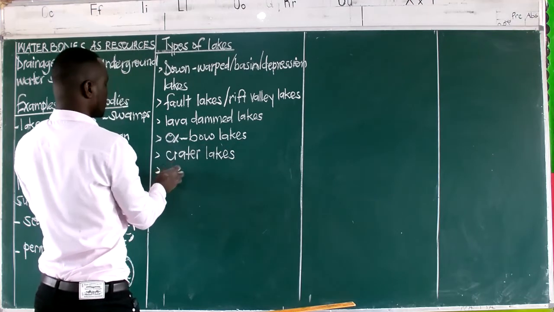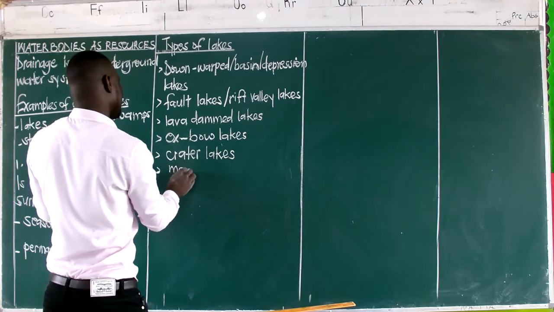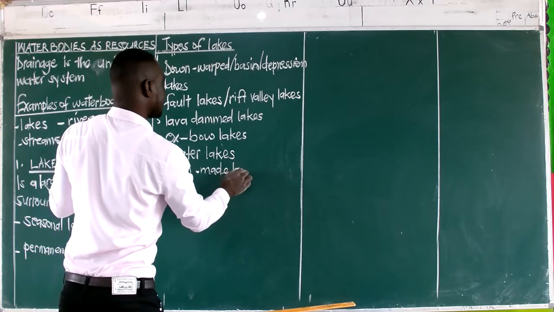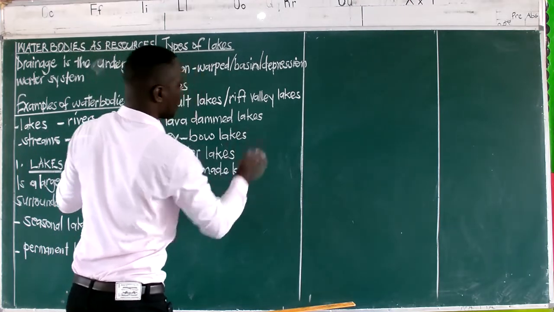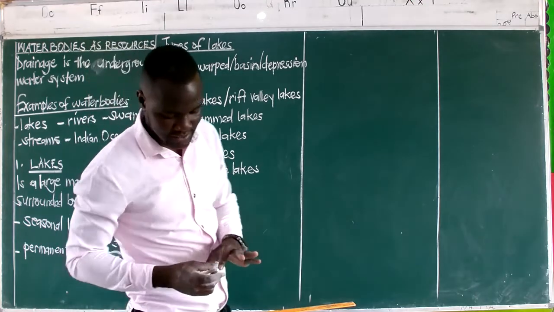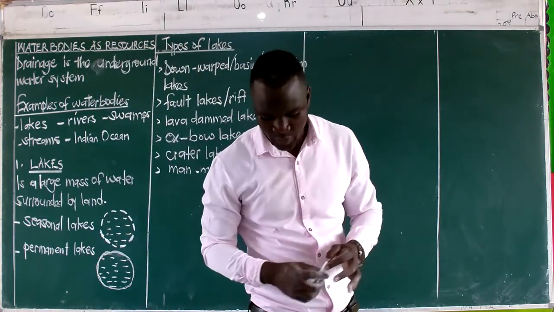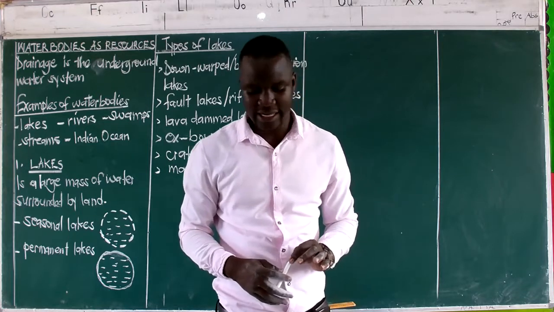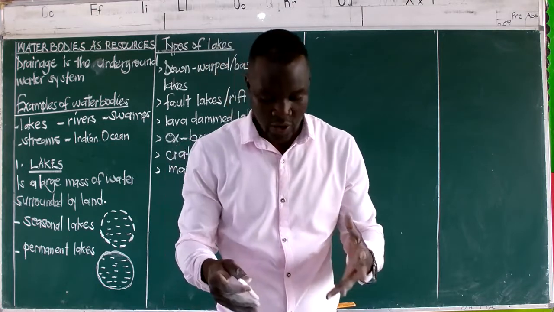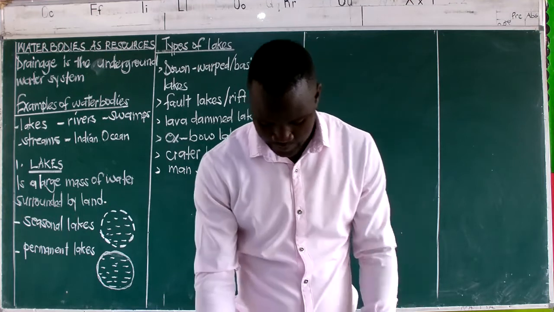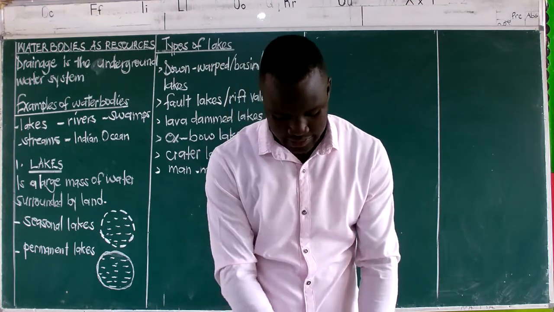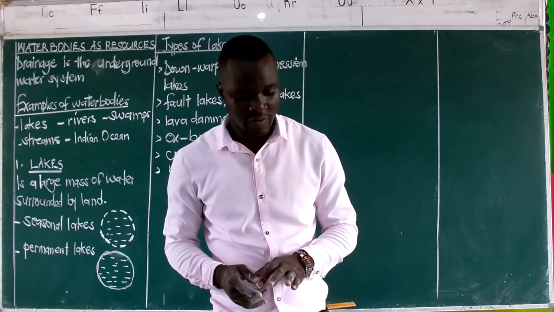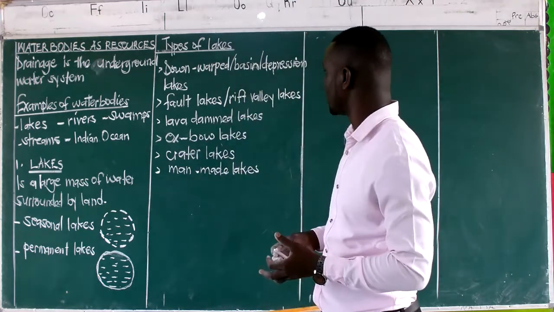We shall also talk about man-made lakes, and then we shall also be looking at others like the caldera and the glacial lakes. We shall also be talking about them. Let us look at these examples of the lakes that we have mentioned.